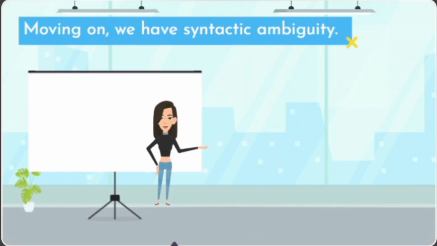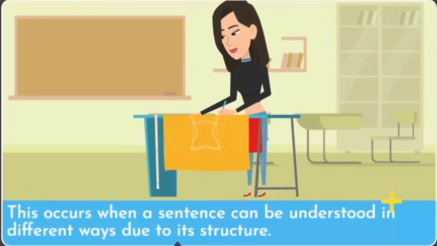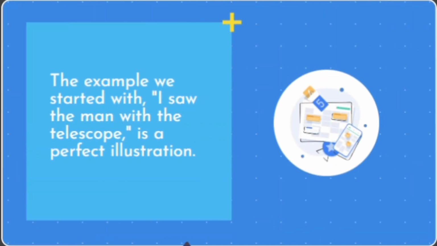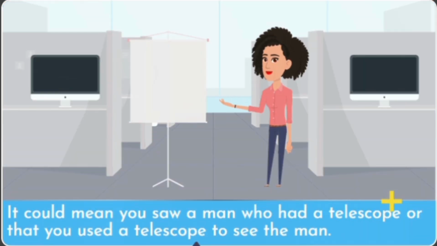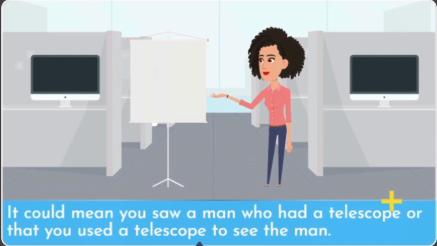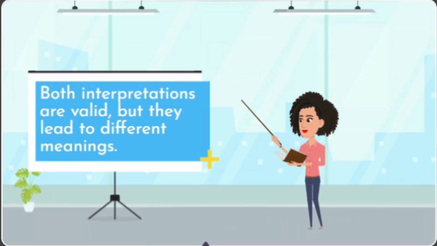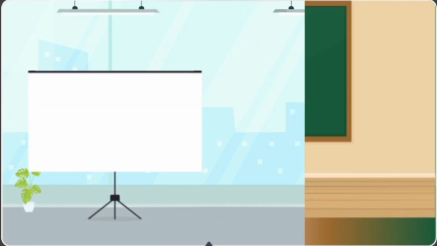Moving on, we have syntactic ambiguity. This occurs when a sentence can be understood in different ways due to its structure. The example we started with, "I saw the man with the telescope," is a perfect illustration. It could mean you saw a man who had a telescope or that you used a telescope to see the man. Both interpretations are valid, but they lead to different meanings.